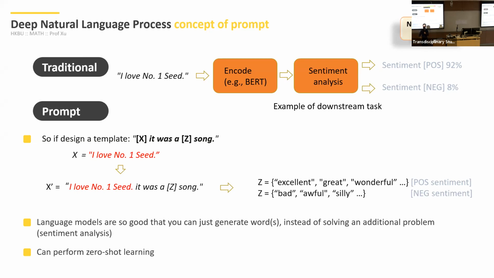Hopefully that makes sense to you, because that's essentially what GPT tried to do. The language model itself can solve a problem for you. So in this case, you say, "I love #1 seed. It was Z." If the generated word in the spot of Z is excellent or great or wonderful, then you'll say this is a positive sentiment. If the generated word is bad, awful, or silly, you will say it's a negative sentiment. So you actually use natural language generation, and the language model tries to solve a problem. No more separate development of models, and this is something called zero-shot learning, because you do not need to train extra parameters. You just take a language model and solve the problem for you.